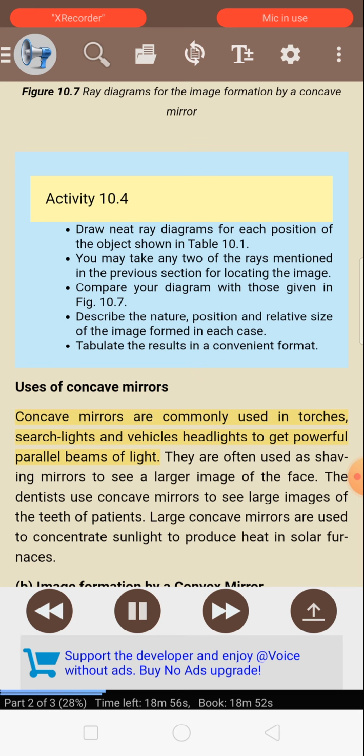Uses of concave mirrors. Concave mirrors are commonly used in torches, searchlights, and vehicles' headlights to get powerful parallel beams of light. They are often used as shaving mirrors to see a larger image of the face. The dentists use concave mirrors to see large images of the teeth of patients. Large concave mirrors are used to concentrate sunlight to produce heat in solar furnaces.